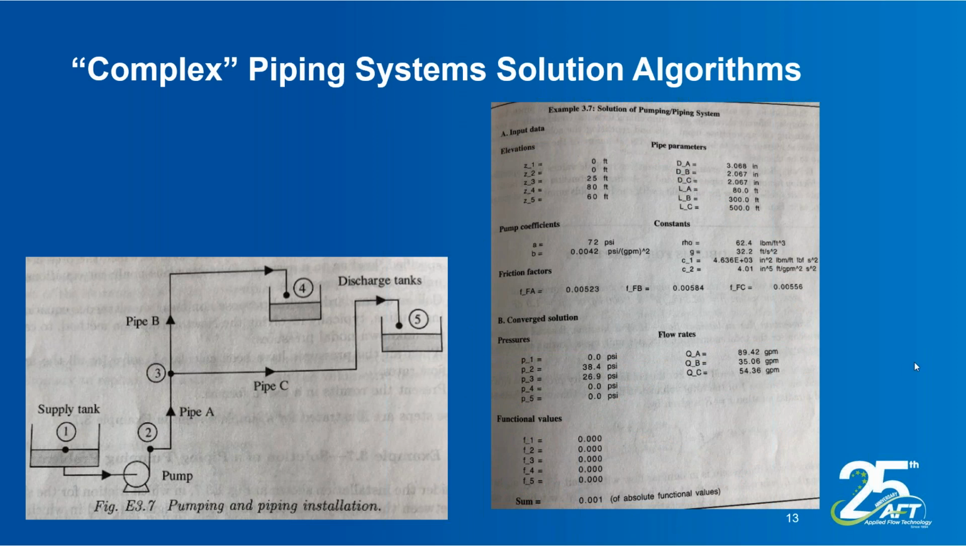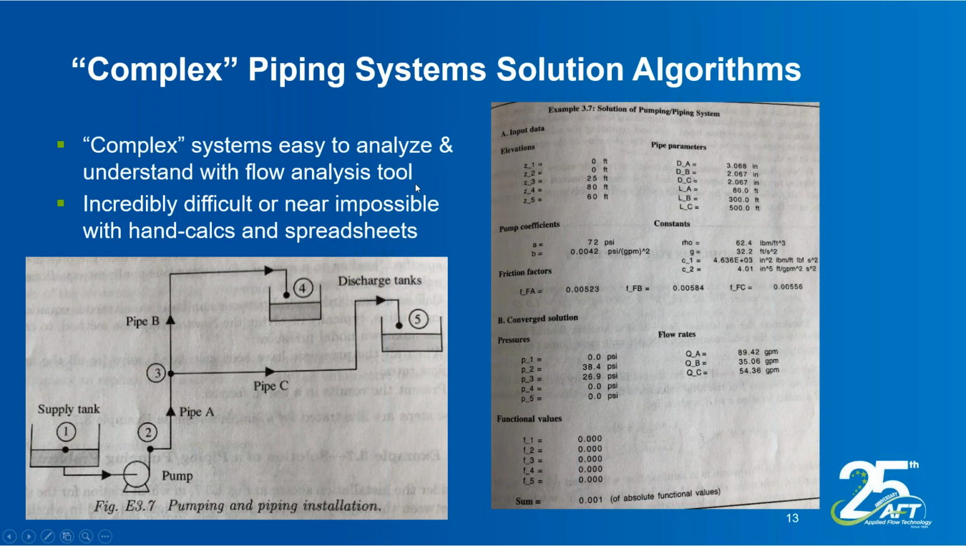Keep in mind that, again, the fluids books commonly do not talk about how to do a transient analysis. And so this is a complicated system only based upon a steady state operation, where in reality, it's not going to be steady. This tank is going to drain. These two tanks are going to fill, and they're going to fill up at different rates potentially. So moral of the story is these complex systems are easy to analyze and understand with the flow analysis tool, difficult to impossible with hand calculations or spreadsheets.